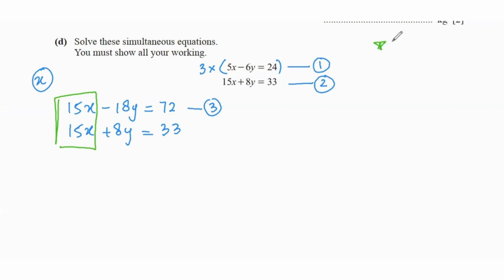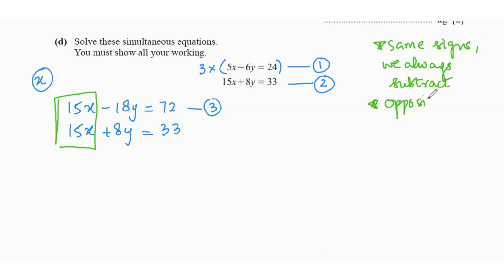So same signs, we always subtract. And if we have opposite signs, we add. So going back to the equation, we're going to subtract the two.